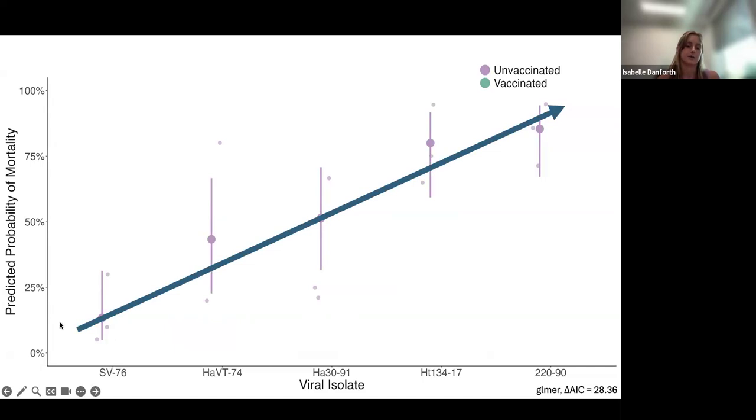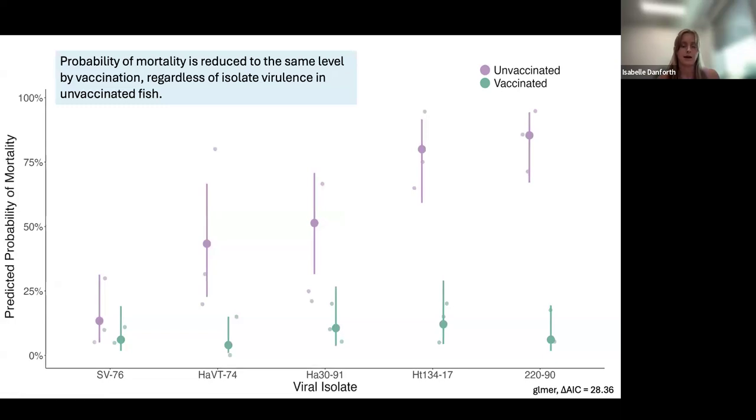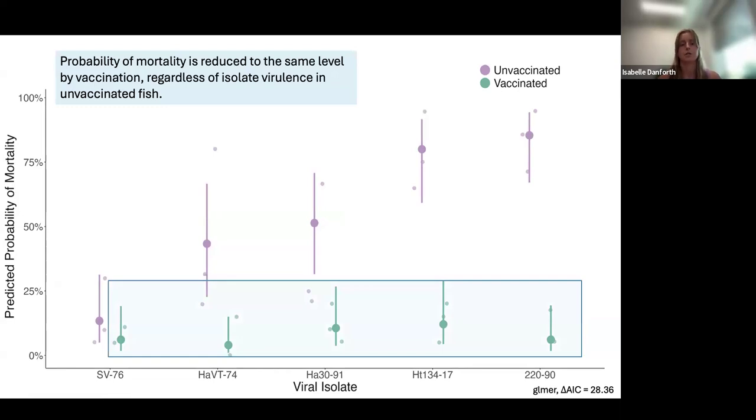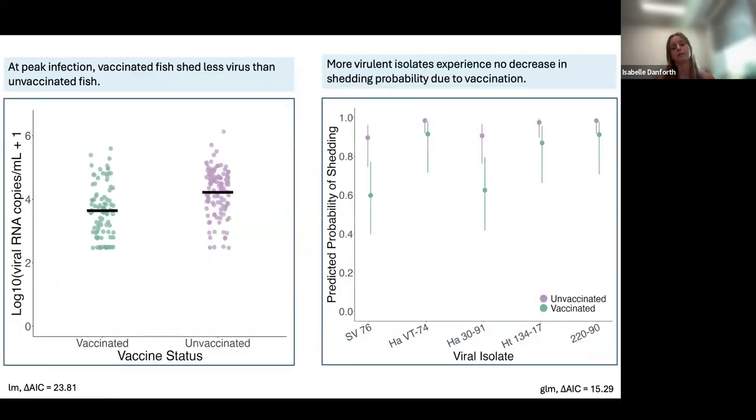And so here we see that SV76 caused the least amount of mortality in the unvaccinated fish, but 22090 caused the most. If we overlay that with the vaccinated fish, we see that the probability of mortality is reduced to the same level by vaccination, regardless of isolate virulence in the unvaccinated fish. And so what this could potentially be showing us is that the fitness cost of virulence, which, as you'll remember, is generally assumed to be mortality, has been reduced in this case. But to understand how this would impact pathogen fitness, we need to look at how vaccination also impacts transmission and shedding intensity. And that's what we did with our second experiment.